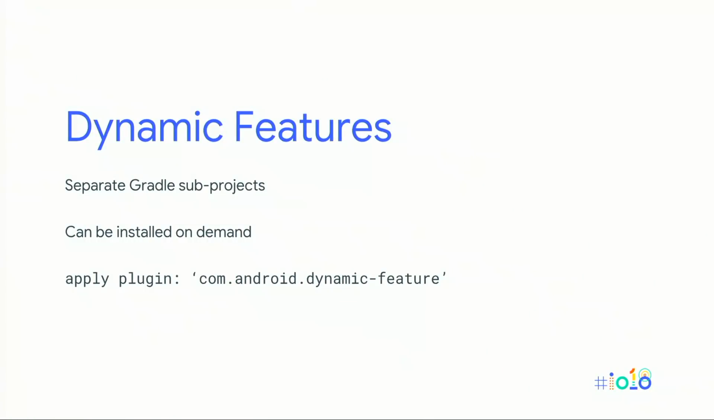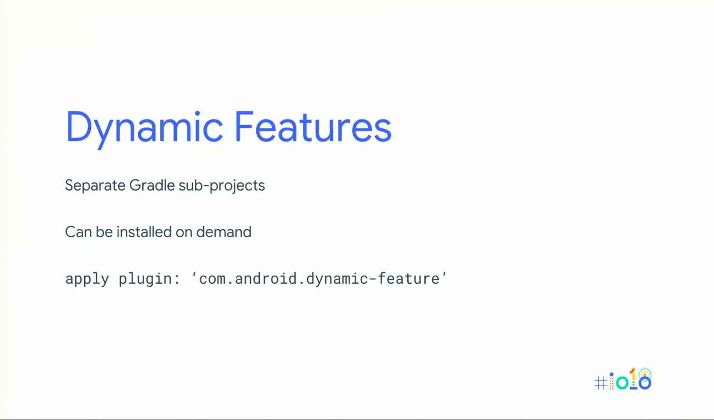So I mentioned dynamic feature earlier. So what are dynamic features, right? They're small APKs that are downloaded on demand side by side with your main APK. So if you have a feature that only 10% of our users need, no need to install it for all the other 90%, just have it downloaded on demand.